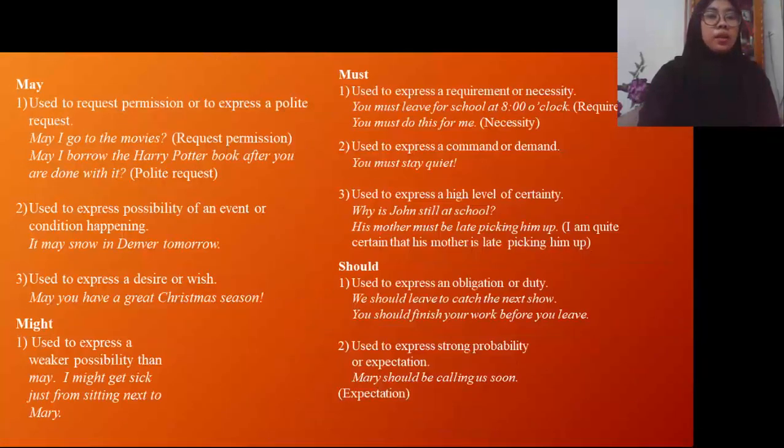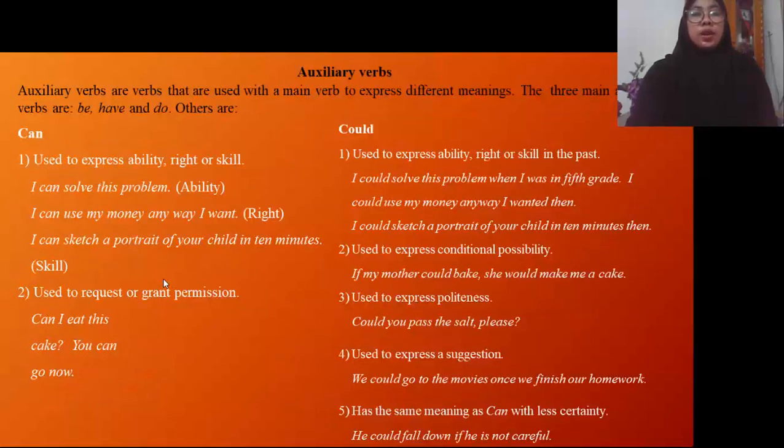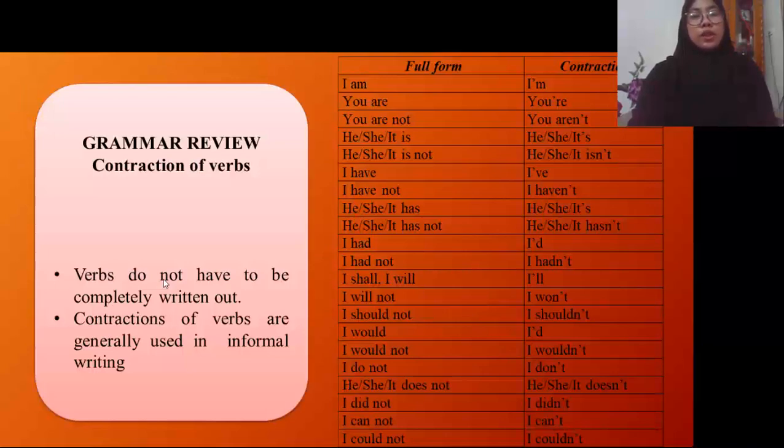The second use is to express possibility or a condition happening, desire, then "might" is for a weaker possibility than "may". And then must and should. "Must" expresses a requirement or necessity, a command, a high level of obligation, while "should" expresses obligation or duty, strong probability or expectation. Okay, that's the review of grammar about auxiliary verbs and contractions.